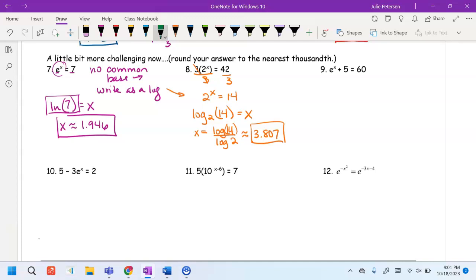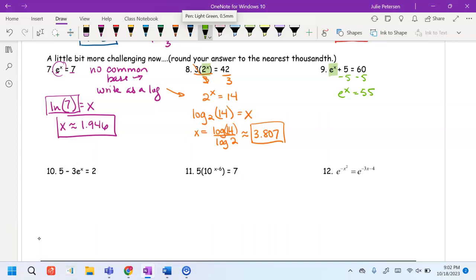Okay, so let's take a look here. Let's just identify what it is we're trying to isolate, right? Like over here we wanted to isolate the 2 to the x. On problem number 9, we want to isolate the e to the x. So that's what we're going to do, and we'll just start by subtracting 5. So e to some power equals 55. We're just going to figure out what that power is.